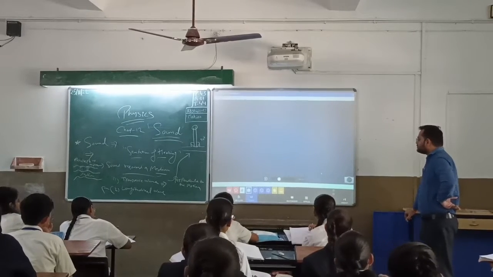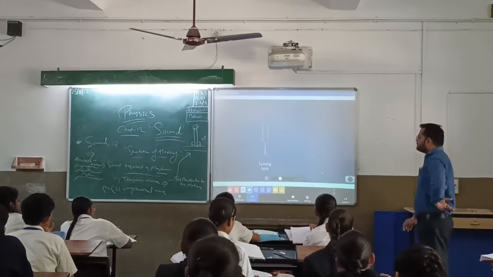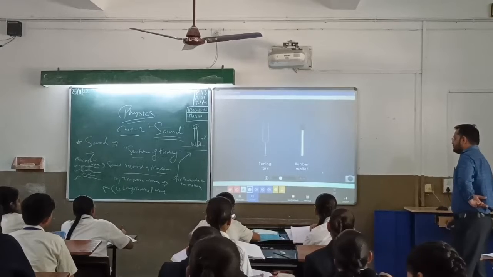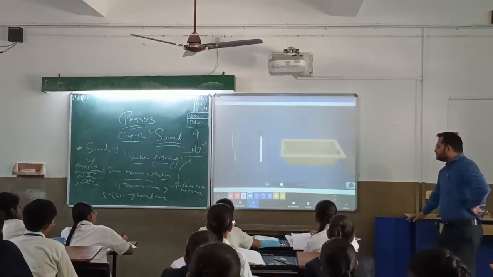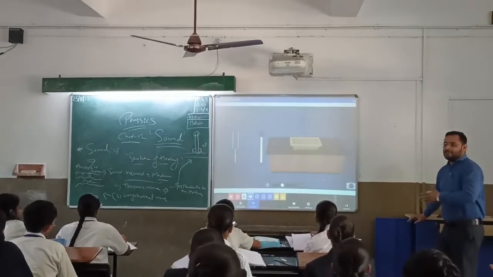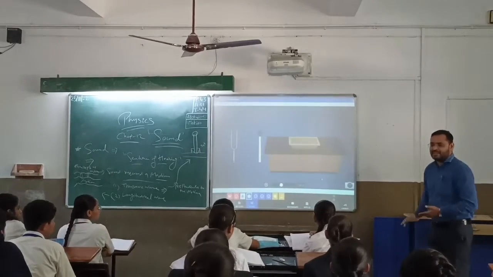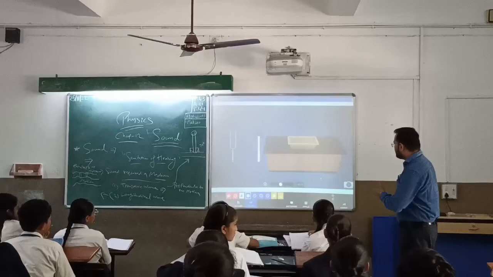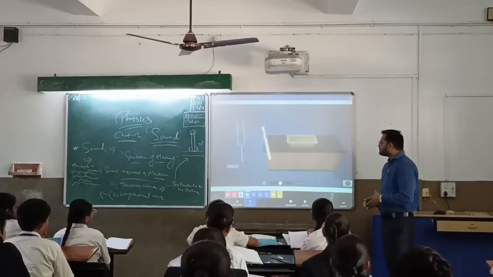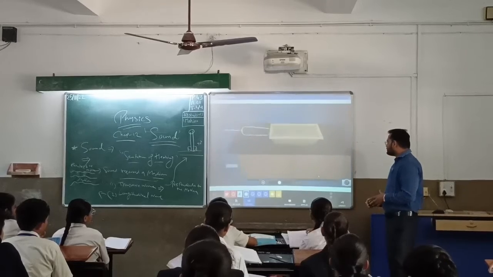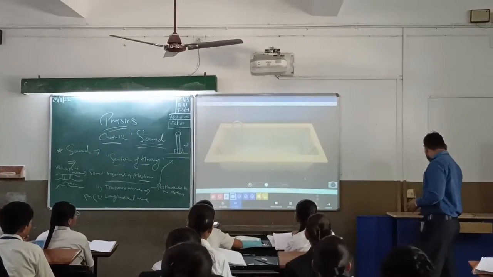For this experiment, we will need a tuning fork, a rubber mallet, and a white container of water. First, we will place the container of water on the table, giving it time to become completely still. Use the rubber mallet to strike the tuning fork and then insert it about 2 inches into the water.